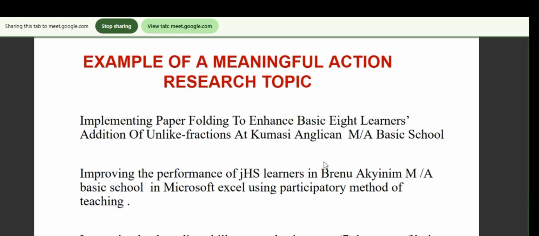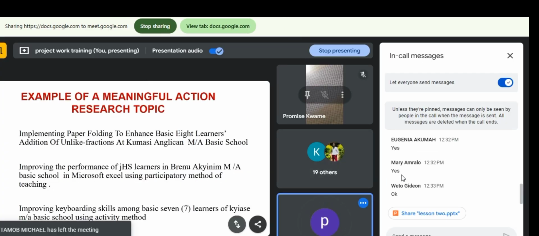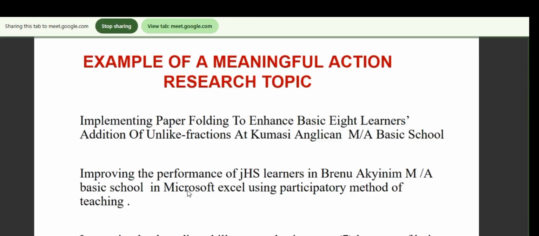Let's look at the second one. Improving the performance of JHS learners in Brenu Akimi MA Basic School in Microsoft Excel using participatory method of teaching. So let's look at the processes again. What are the processes that we talked of? We said you have to focus on your area of specialization. So here we know Microsoft Excel is in what? ICT. So this research work or topic focuses on ICT. That's the Microsoft Excel.